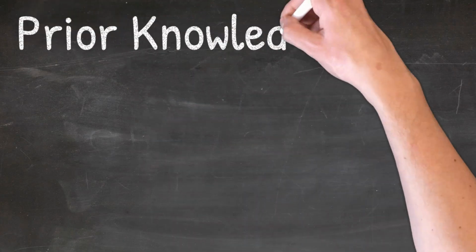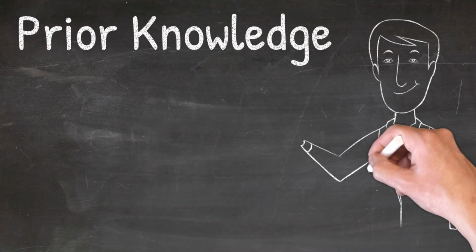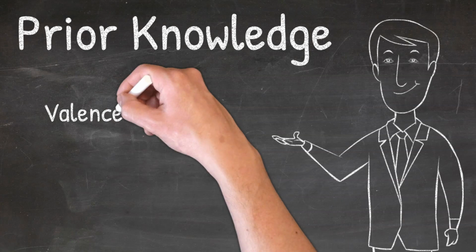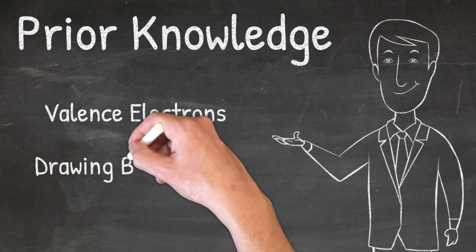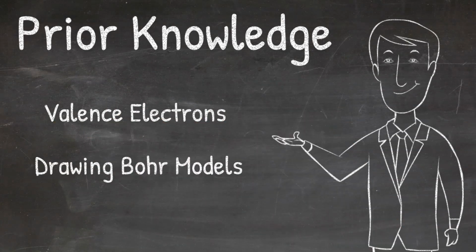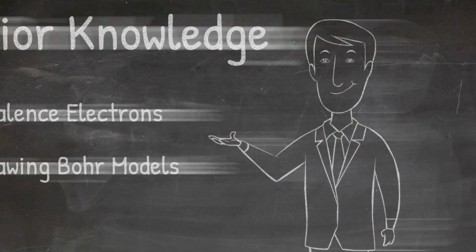In order to understand why chemistry happens and why elements bond together, it is important that you remember the information we covered in our valence electrons video and our drawing Bohr models video. If you do not remember this information or need a refresher, please check out our videos on these topics.